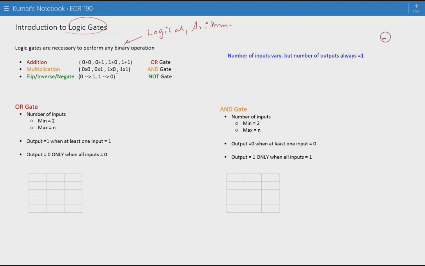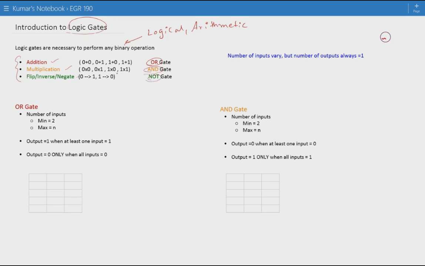We're going to see more into these operations later, but basically I want to say in digital circuits we perform three different operations, which are addition, multiplication, and something called flip or inversion or negation. In order to perform an addition, we use something called an OR gate, and in order to perform multiplication we use something called an AND gate, and in order to flip or negate we use something called a NOT gate.